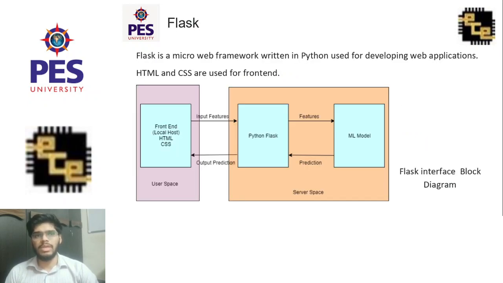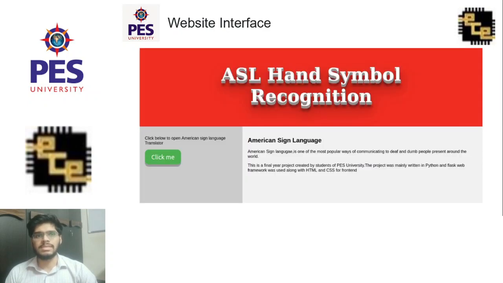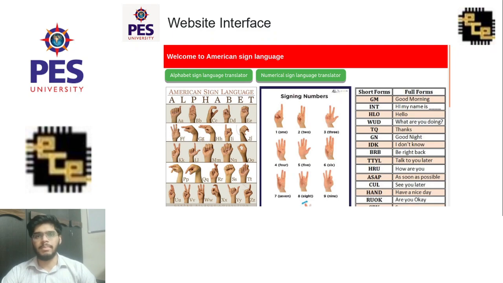Flask. We use Flask, a micro web framework, for developing our website. The Python Flask and ML model is hosted on the server side, and the front end is the interface with which a user interacts with the project. We have used HTML and CSS to design the front end of our project. Website interface. This is the first page of our website, and this is the second page of our website.